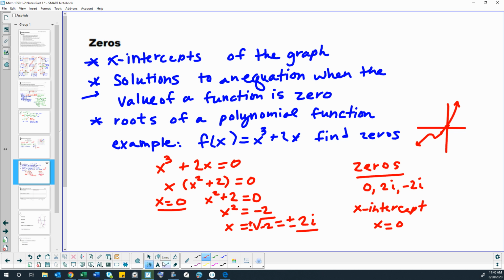Like I said, we'll go into that in a lot more detail when we get into chapter 2. So that was just a preview of things to come, applying that to the concept of zeros. All right.